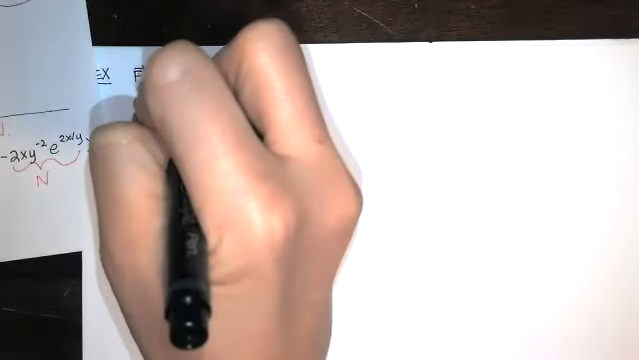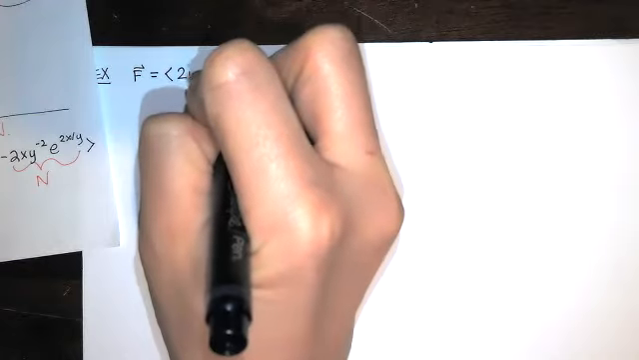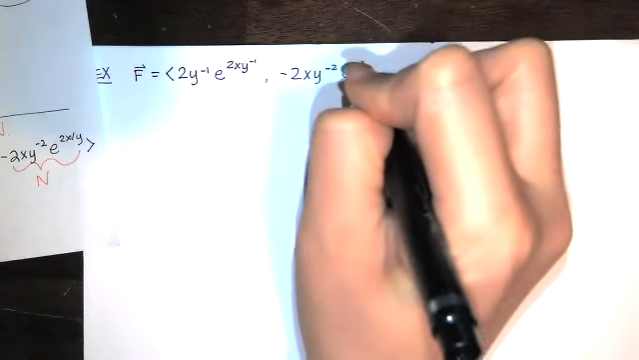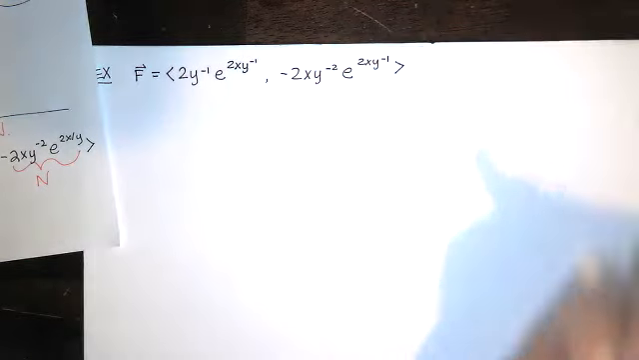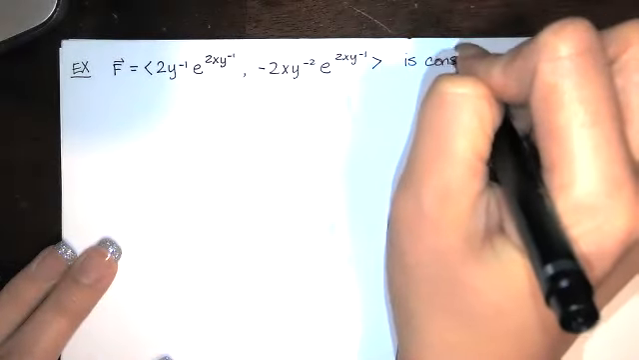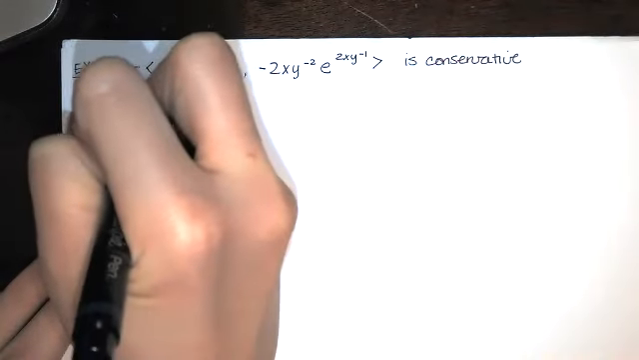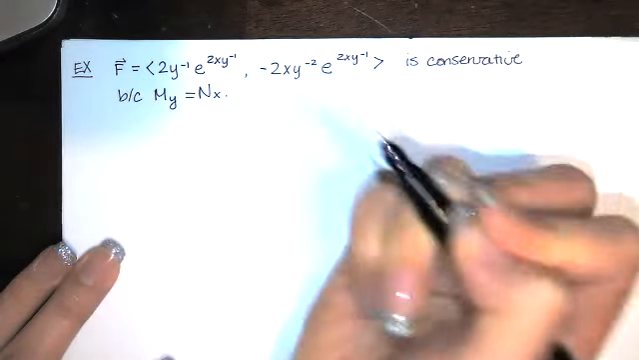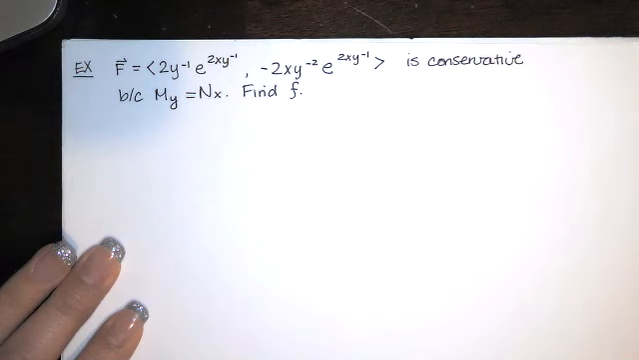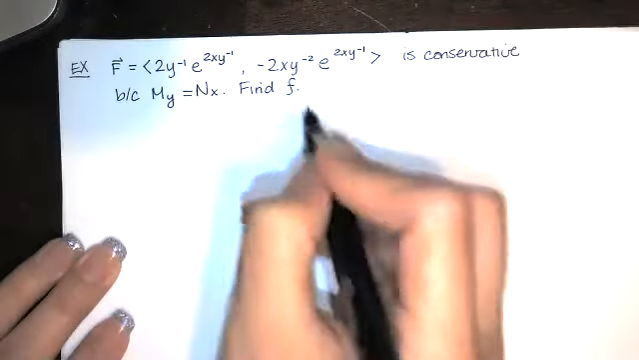So this is sort of a continuation of the last example. Given this vector field F, which we simplified to 2 times y to the negative 1 times e to the 2x y to the negative 1, and negative 2x y to the negative 2 times e to the 2x y to the negative 1, we know that this is conservative, because the partial of M with respect to y equals the partial of N with respect to x. If someone asks you to find the potential function, all you have to do is remember what the potential function is. And that's going to give you a system of equations, and it'll allow us to recover this function, little f.